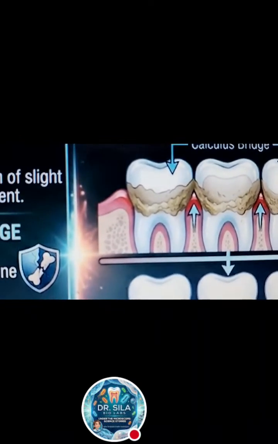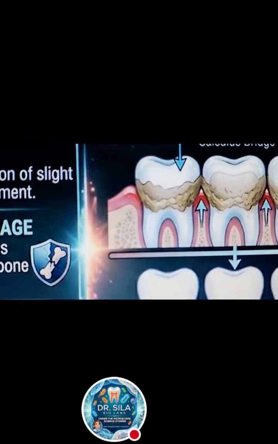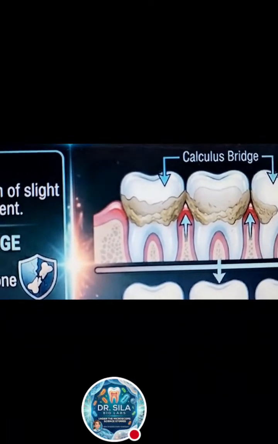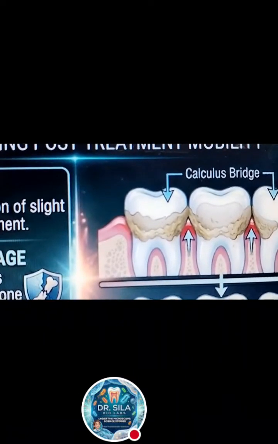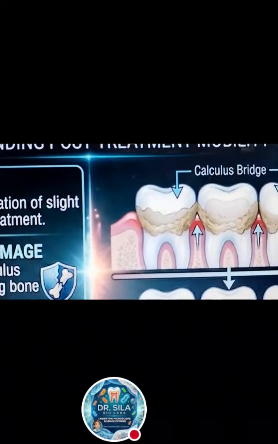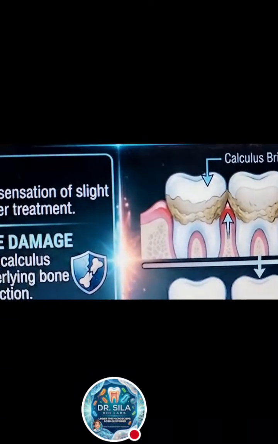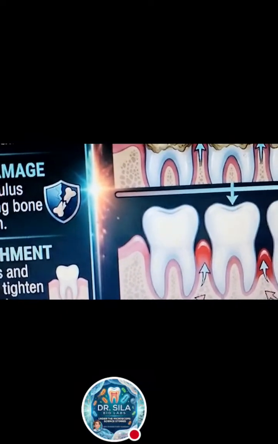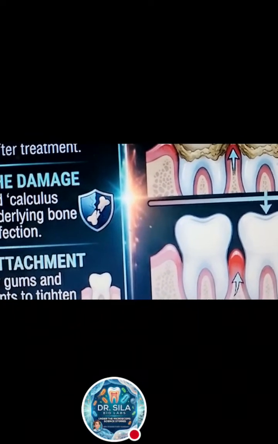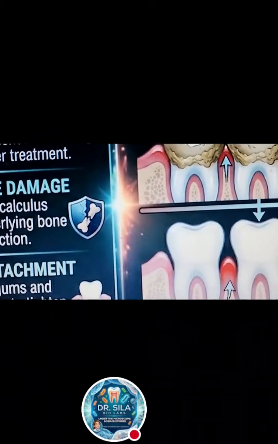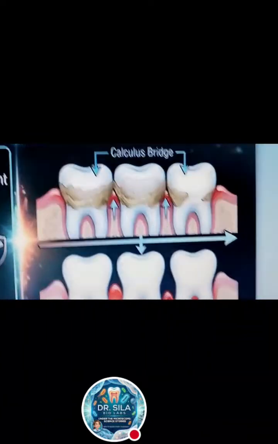The gums and remaining ligament need to tighten and heal around the roots. It takes some time. When we remove the rigid calculus, it reveals the underlying bone loss from the prior infection. It takes time to heal. So removing calculus reveals the damage. Healing tightens the gums.